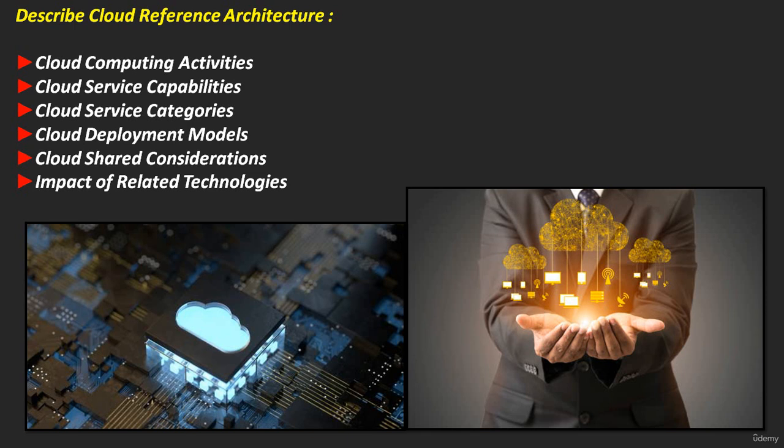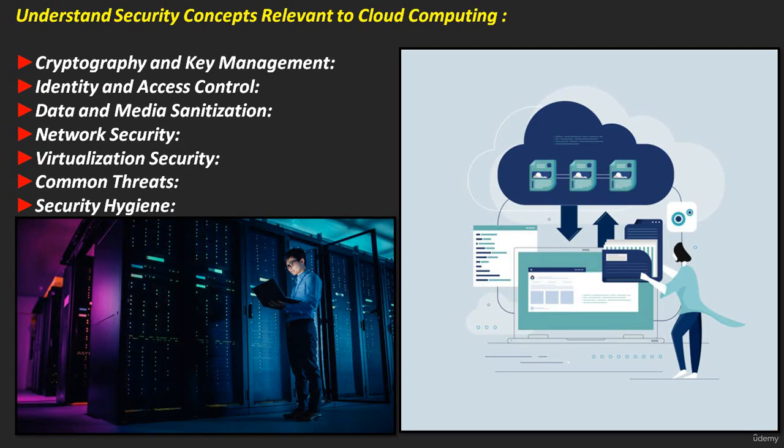So is there any impact of related technologies? Yes, we need to talk about it. The cloud is constantly evolving, and it is influenced by other emerging technologies such as data science, machine learning, artificial intelligence, blockchain technology, IoT, the Internet of Things, containers, quantum computing, edge computing, confidential computing, and DevSecOps. Understanding how these technologies interact with the cloud is very crucial for designing secure and efficient cloud architectures.